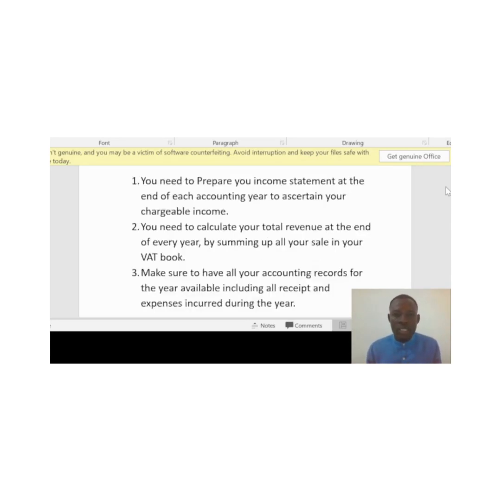So to prepare your income statement you need some things. Some things can help you prepare that income statement. You need to know the expenses you incurred in the course of doing business during that accounting period. Then also you need to know your total revenue, the things you sold, add them together and know the quantity. You need to get that figure, because those are what you add together to make your income statement. After your income statement, next is the profit before tax, which is what we call your chargeable income.